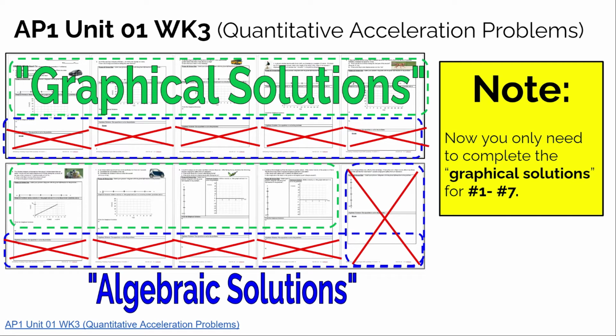Your homework over the next couple days is going to have you solving problems about objects that are changing their velocity. The title of it is called Quantitative Acceleration Problems. And you're going to be working through this homework assignment, eventually solving all 10 of these problems 2 different ways.